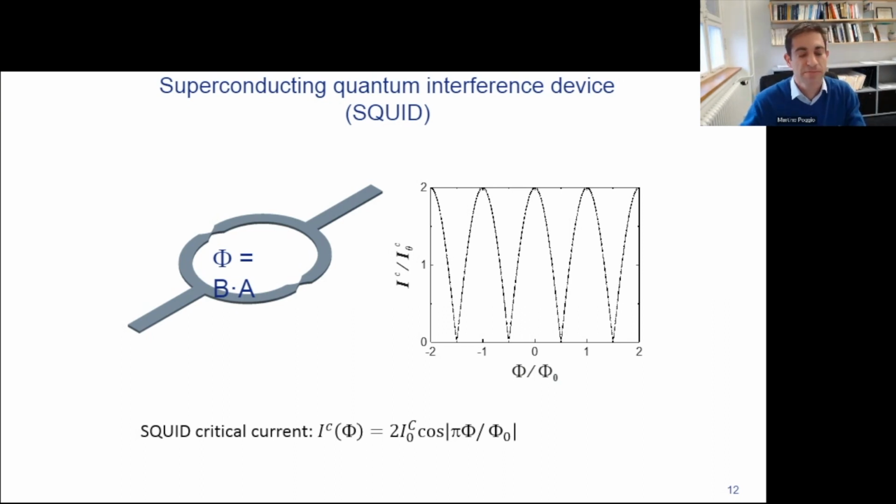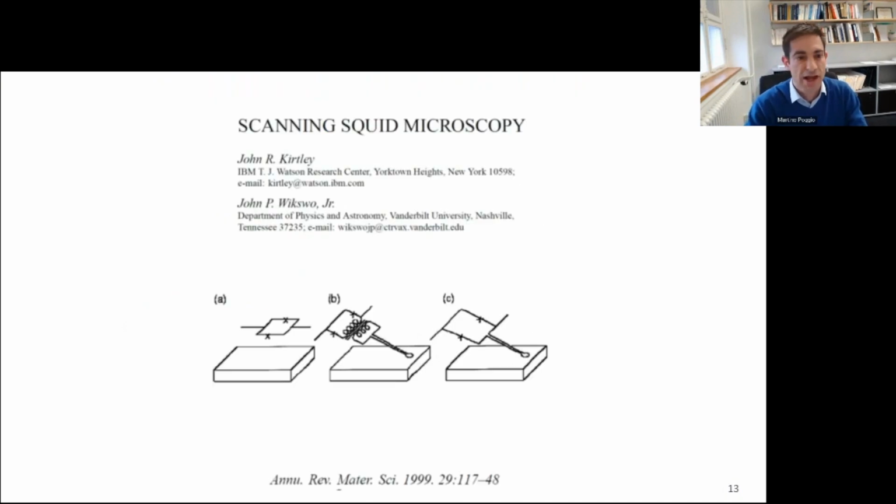Okay, these SQUIDs have been around, as I said, for many, many years, and scanning SQUIDs have also been around for many years. There's a cartoon of this from an old paper showing the different kinds of modalities of scanning SQUID. You can essentially scan the superconducting SQUID loop, or you can scan a pickup loop, which is inductively coupled to that SQUID, or you can do some combination of both.